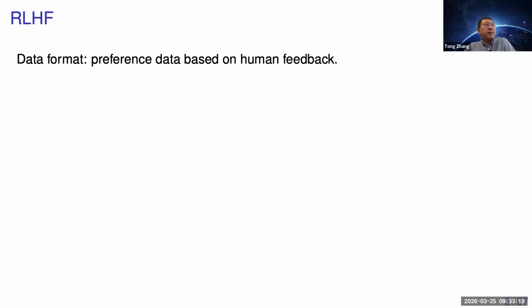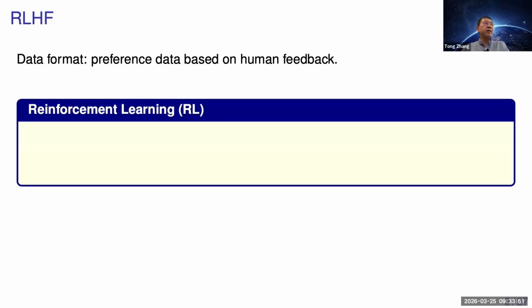So let's look at the RLHF. Recall that this is reinforcement learning from human feedback. And the data format, as explained last time, will be preference data based on human feedback. So essentially, you have a prompt and two responses. One is preferred over the other. So this is generally the data format when you train this RLHF.